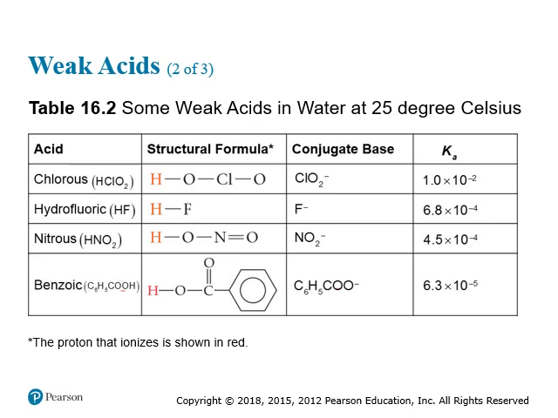Here we see a series of weak acids in water. Chlorous acid, not to be confused with chloric or perchloric or hypochlorous, has a K sub A value of 1 times 10 to the minus 2. Benzoic acid has a Ka value of 6.3 times 10 to the minus 5. Chlorous acid is a stronger acid than benzoic acid, but chlorous acid is by no means considered to be a strong acid.